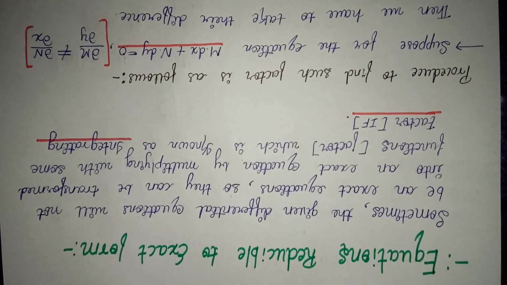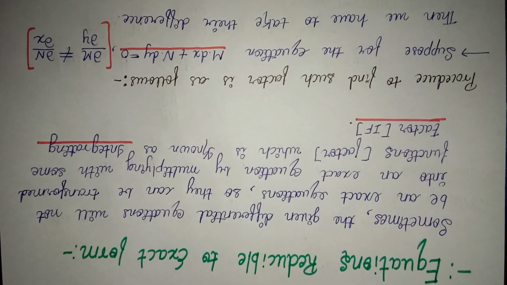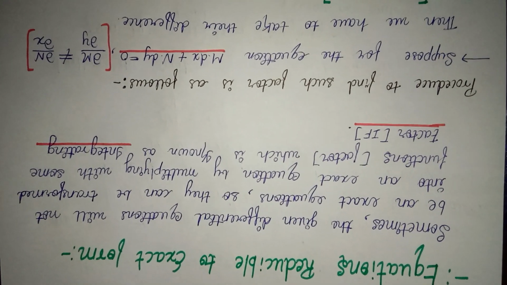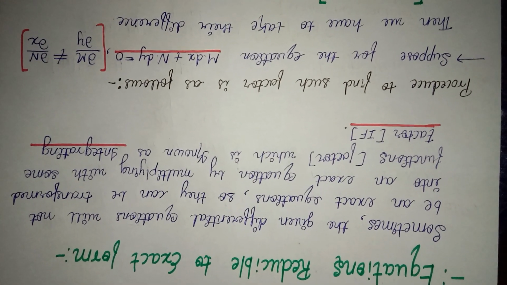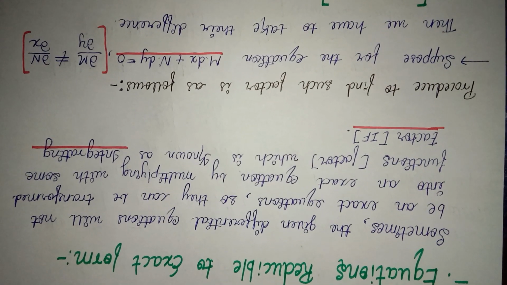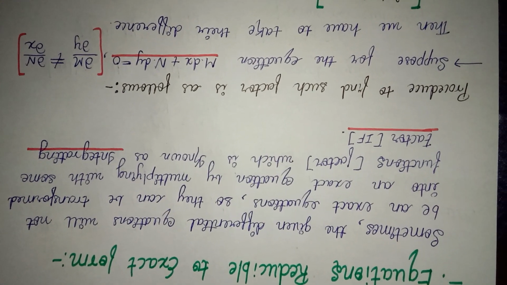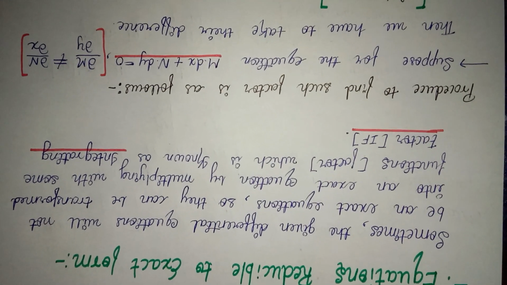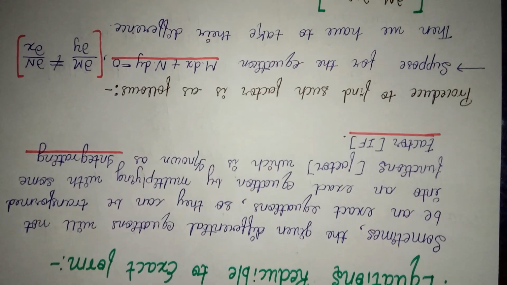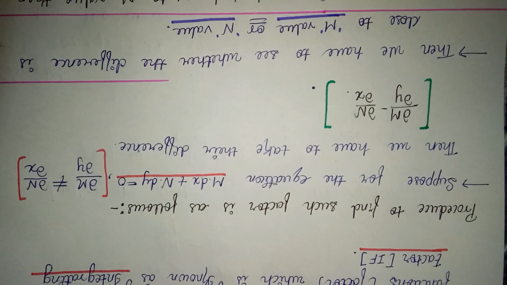Today we are going to learn equations reducible to exact form. We have learned how an exact form works, but sometimes the equations will not be in exact form. We need to convert them into exact form. They can be transformed into an exact equation by multiplying with some function, which is known as an integrating factor. There is a procedure to find the integrating factor.